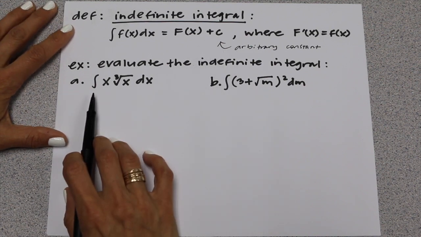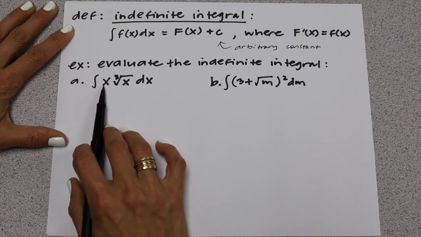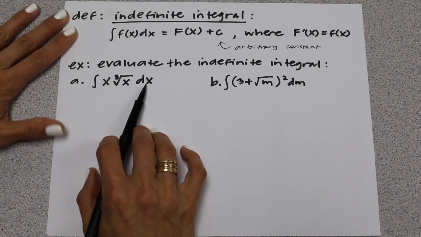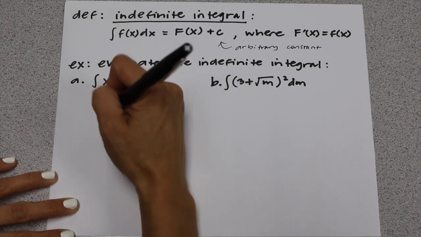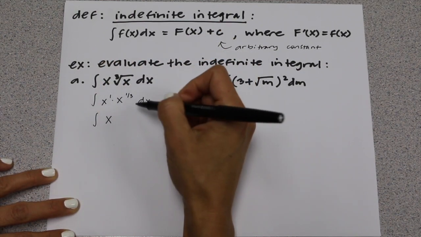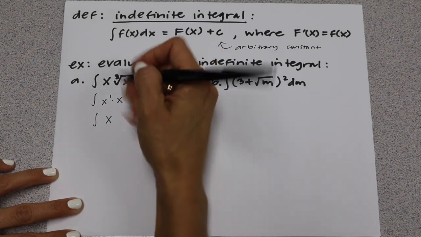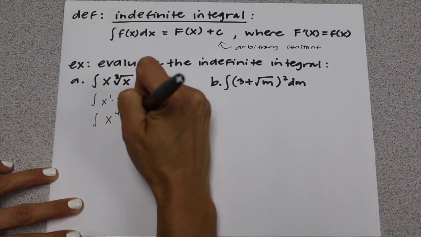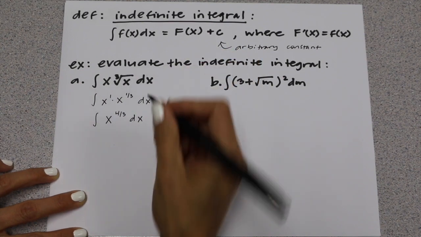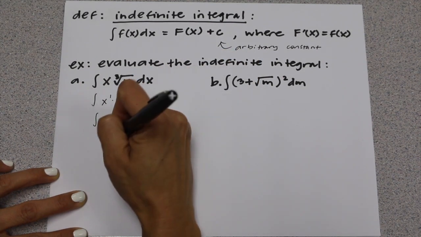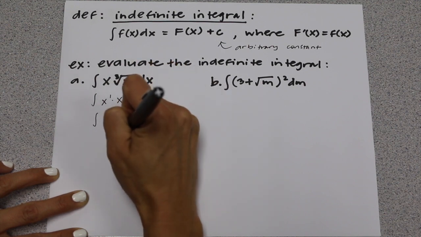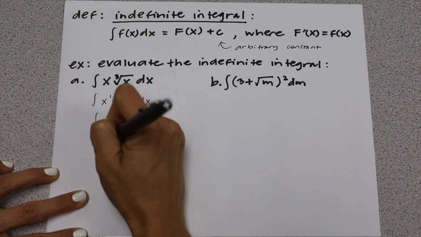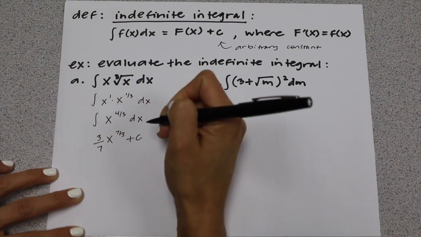So this first example says evaluate the indefinite integral. We have the integral of x times the cube root of x dx. So we have the integral of x to the 1 times x to the 1/3. If we combine those, that's going to be 1 plus 1/3, or 4/3. And now we can integrate. So we're going to add 1, which is the same as adding 3/3. And then put the 3/7 in front, and then don't forget your plus c.